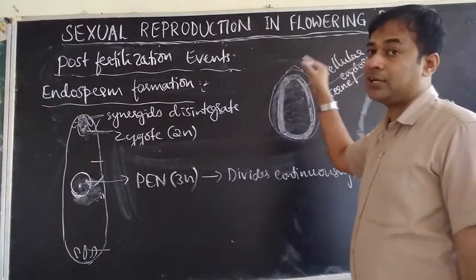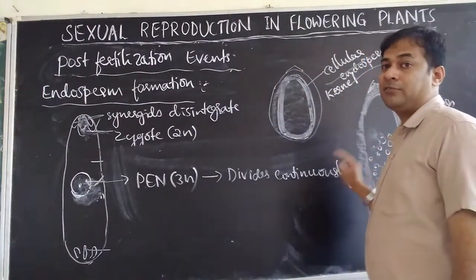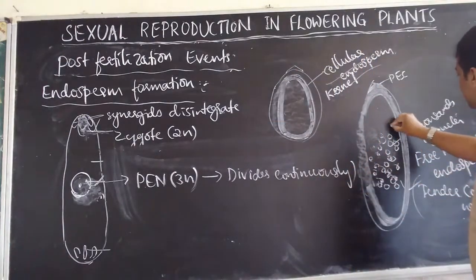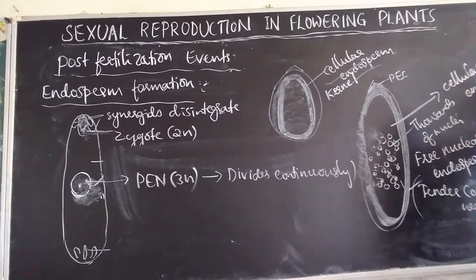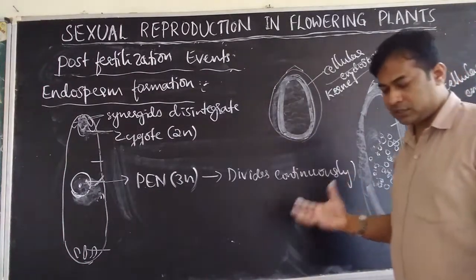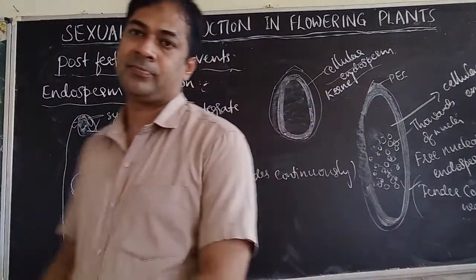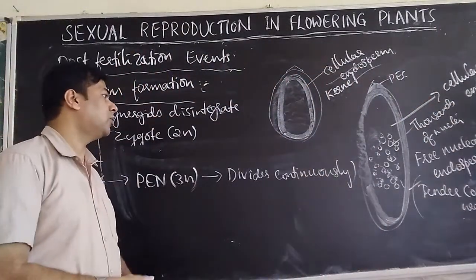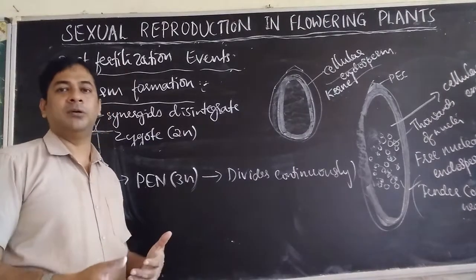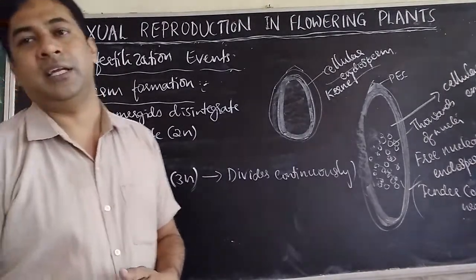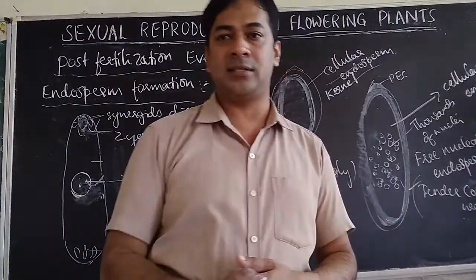But before cellular endosperm is produced, what is produced? Free nuclear endosperm. Because later, after this, it becomes cellular endosperm. Remember. Okay, so the kernel of coconut is cellular endosperm. So this is about the development of endosperm. In the next class we will continue this. So keep watching my classes. Thank you.